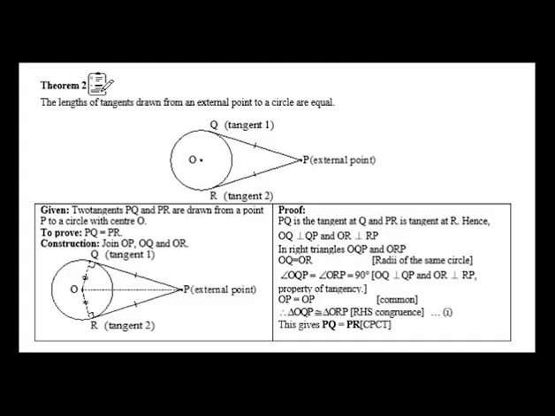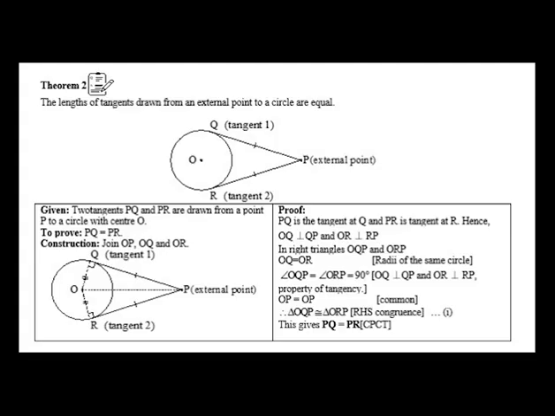Theorem: the lengths of the tangents drawn from an external point to a circle are equal. Let us draw a circle with center O and two tangents PQ and PR from an external point P. We have to prove that PR is equal to PQ. Join OQ, OP and OR. PQ is the tangent at Q and PR is the tangent at R.